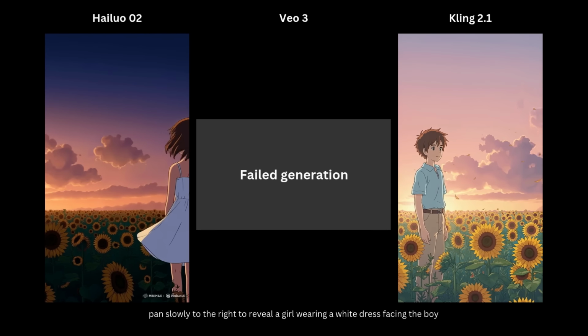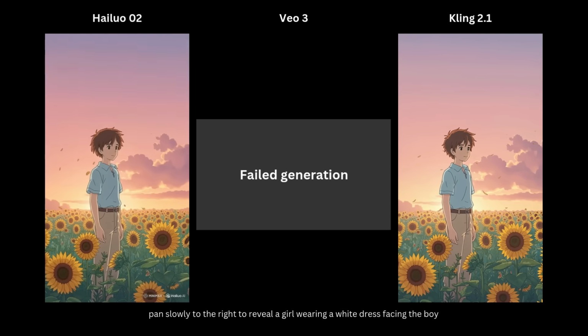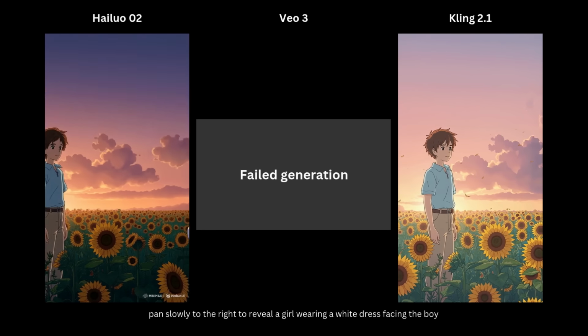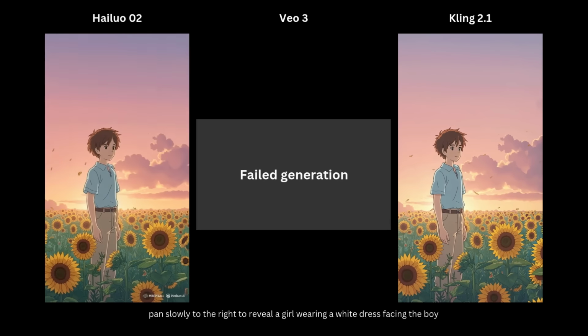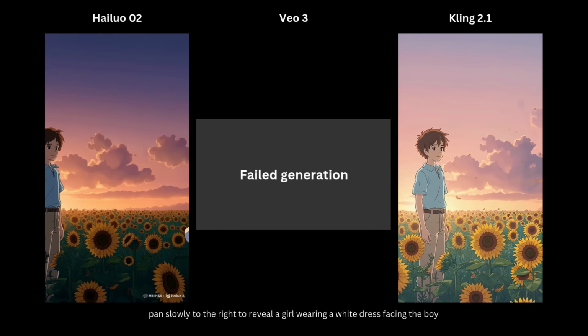Interestingly, for VO3, it could not generate this. And then for Kling 2.1, the camera is not panning to the right and there is no girl wearing a white dress, so it's completely wrong. So that was not too impressive. Again, the point goes to Hailuo.